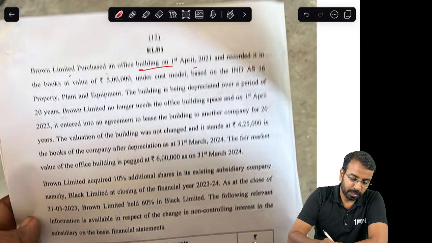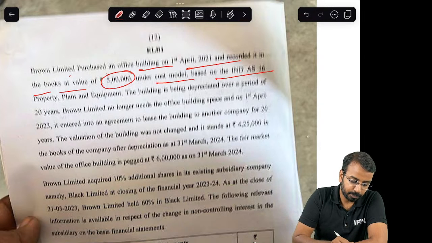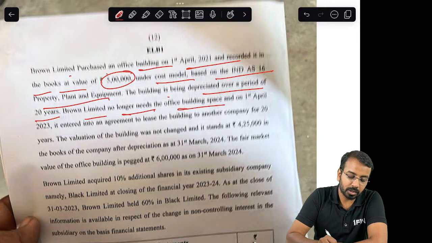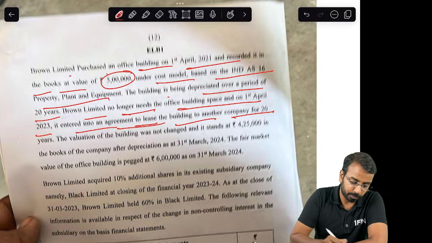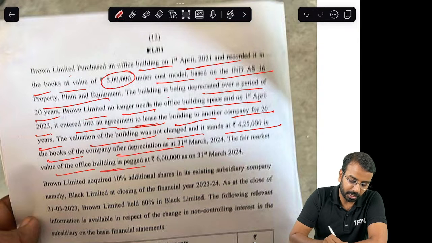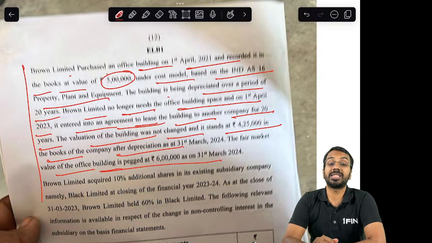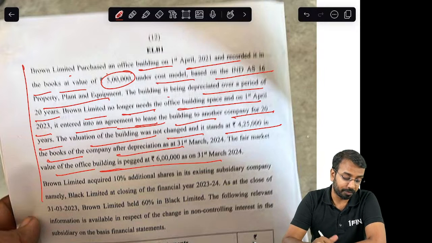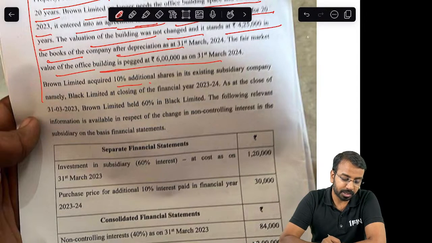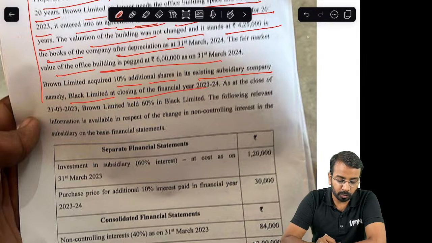Brown Limited purchased an office building on 1st of April and recorded in the books at a value of 5 lakhs under cost model based on Ind AS 16 PPE. Building is being depreciated over a period of 20 years. Brown Limited no longer needs the office building, and on 1st of April it entered into an agreement to lease the building to another company for 20 years. Valuation of building was not changed and it stands at 4.25 in the books after depreciation. Fair market value is 6 lakhs. So this is also a similar question you can see in paper number 6 case study digest of IBS. Brown Limited acquired 10% additional shares in an existing subsidiary company, Black Limited, at closing of 23-24.